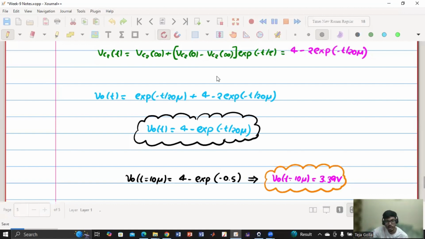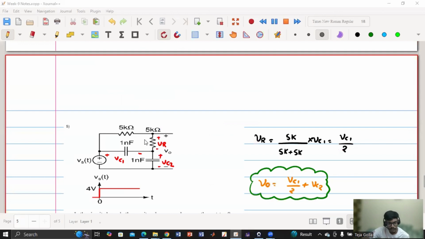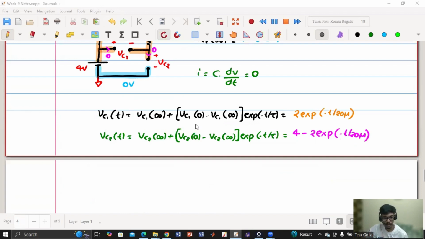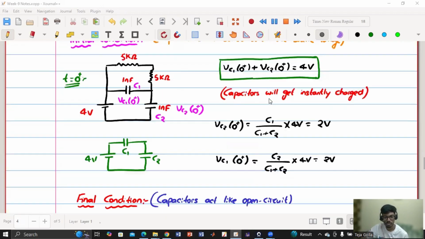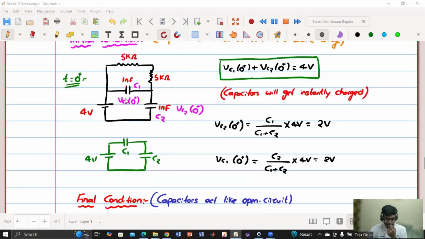Sir, can we find VR by I into R, or will it be complicated due to integration? Yes, actually here we can find I into R, but for calculating that current I, again you have to find the initial condition and do it. Whereas from the capacitor point of view, it becomes simple. That's why I have done it in terms of the capacitor, because anyway we are calculating these capacitor initial and final voltages. So I have converted this voltage in terms of capacitor voltage.